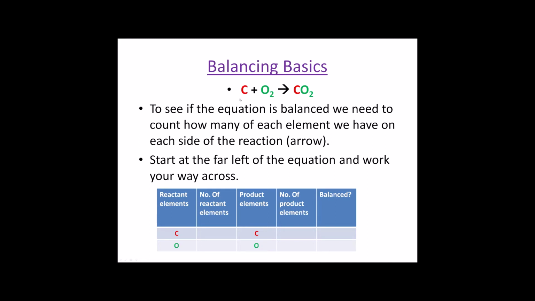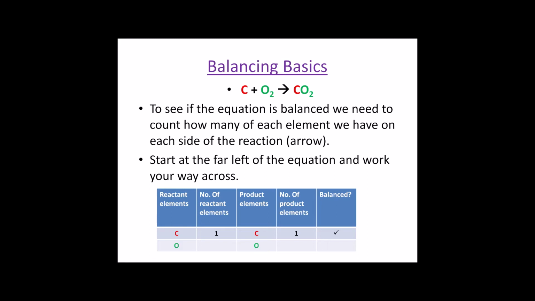There's no number before it, there's no number after it, so that means we've just got one carbon on our reactant side. We cross over to our product side, and again there is no number before the carbon, there is no number directly after the carbon, so we've still only got one carbon. We've got one on each side, so it's balanced.